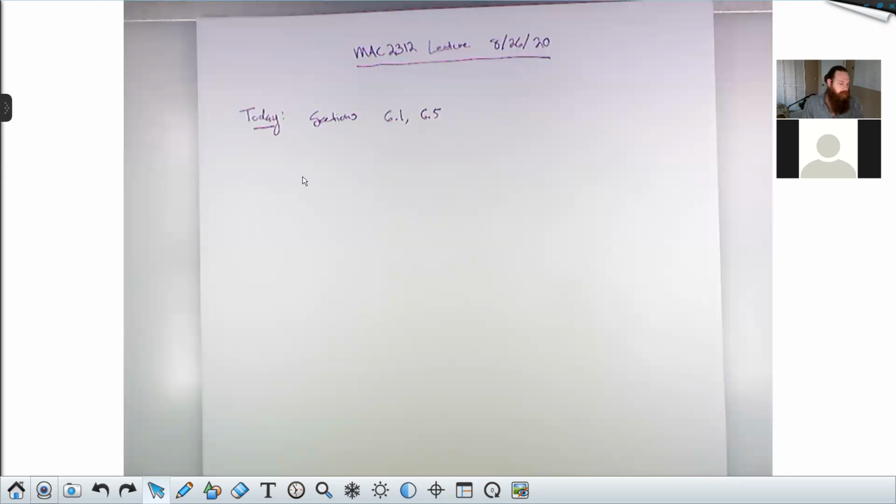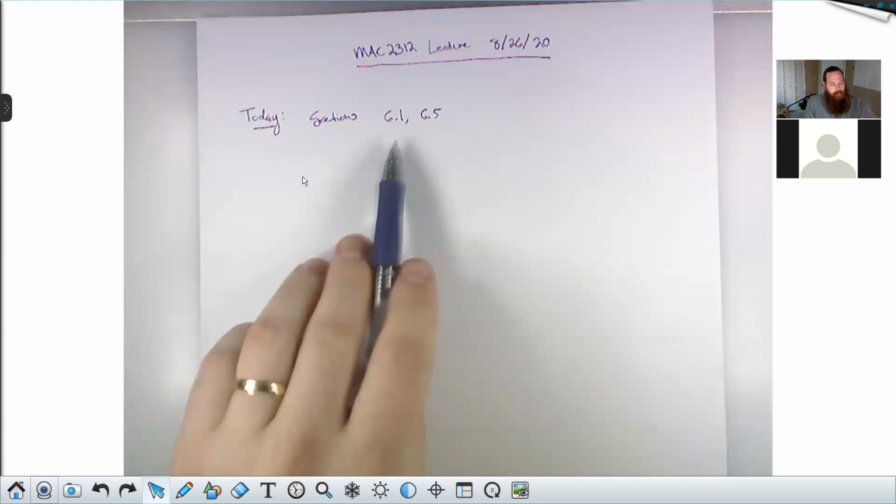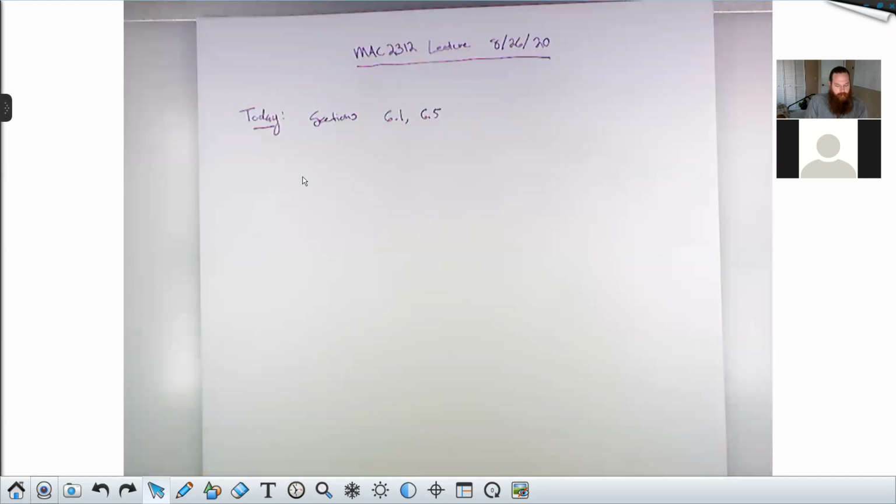And you might be thinking, well, what about 6.2, 6.3, 6.4? Don't worry, we're going to cover those next week. 6.2 and 6.3 are good extensions of 6.1, but they're totally disconnected from 6.5. So don't panic.